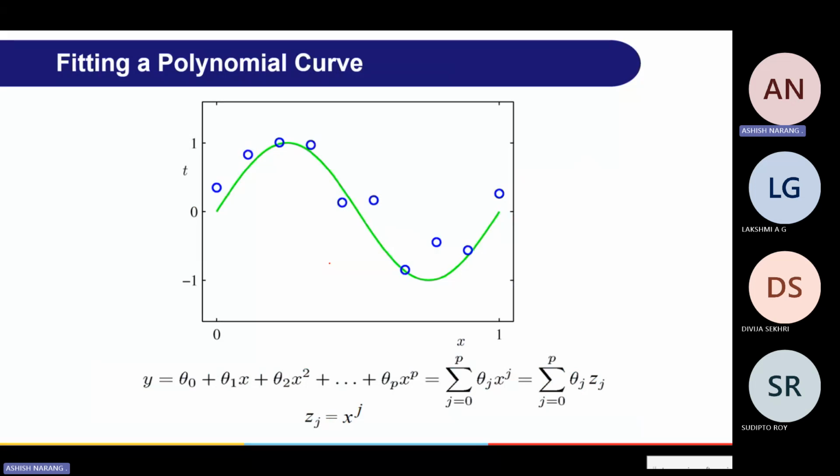Look at this. Instead of fitting a straight line to this set of points, we are trying to fit a curve, more like a sine wave curve, right? Quadratic would be theta 0 plus theta 1 x plus theta 2 x square. Cubic will be theta 0 plus theta 1 x plus theta 2 x square plus theta 3 x cube. In general, it is mentioned here, the quadratic, the polynomial ones.